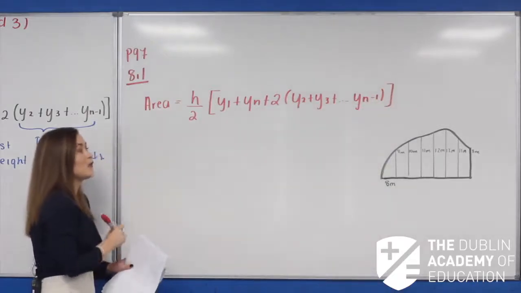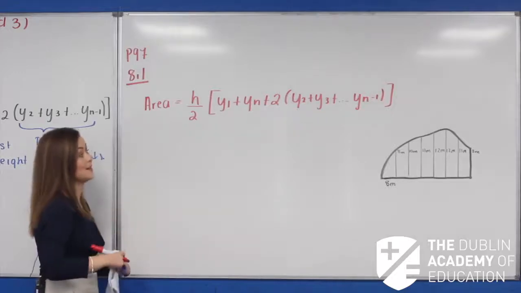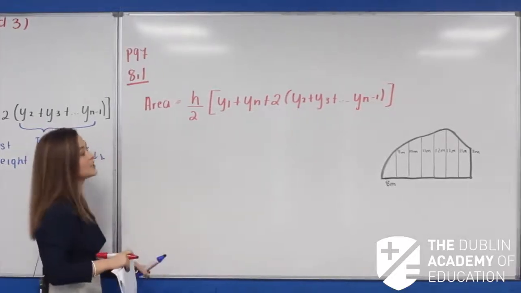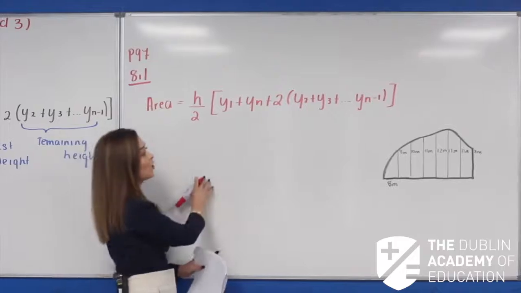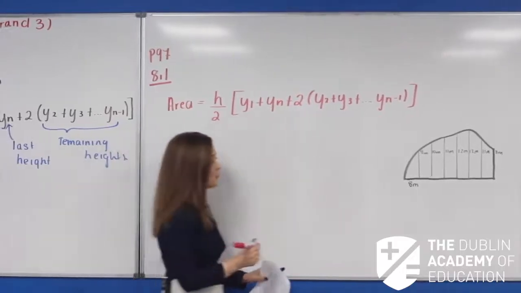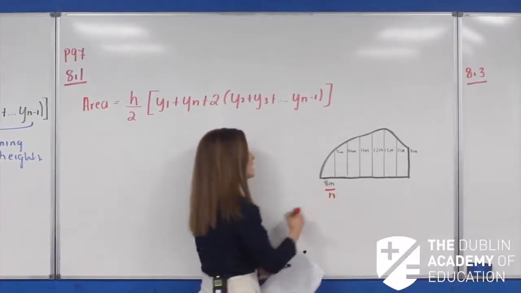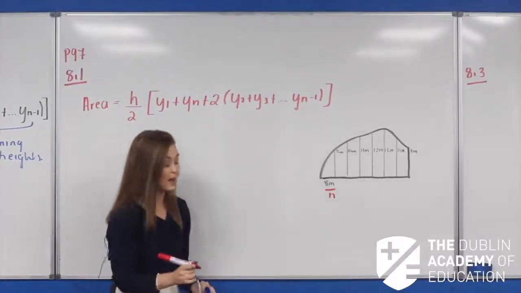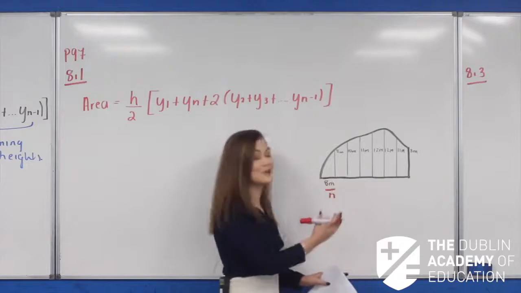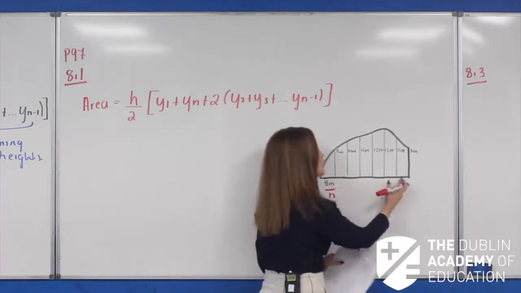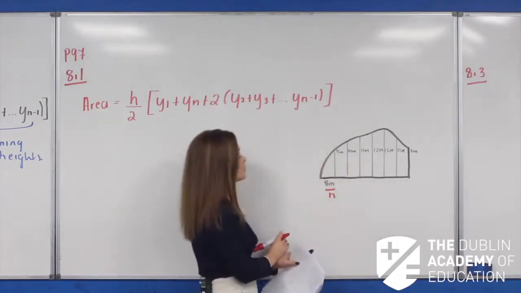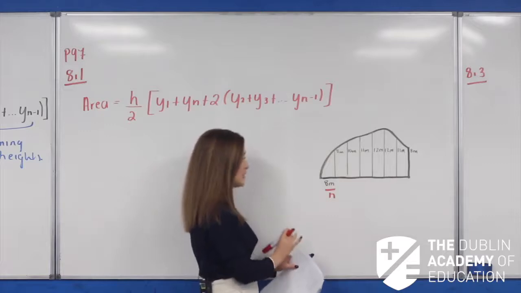Now, before you start writing everything into this here, it's a good idea to take a second and look at your diagram and see what you can label. You're going to notice here, this is H. H stands for your width, okay? And remember, although my diagram may not seem it, it's a common width throughout. So each width in between there is 8 meters.